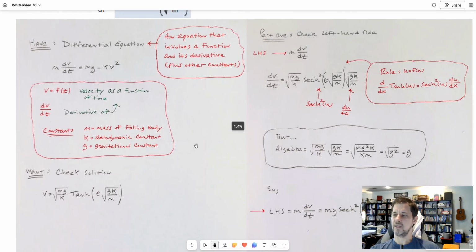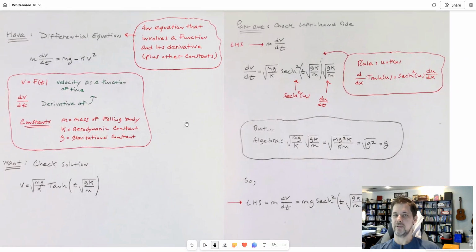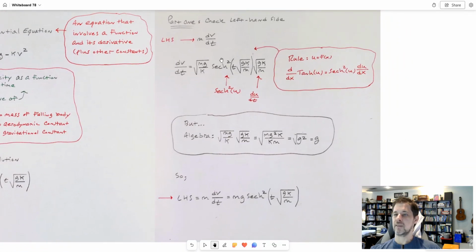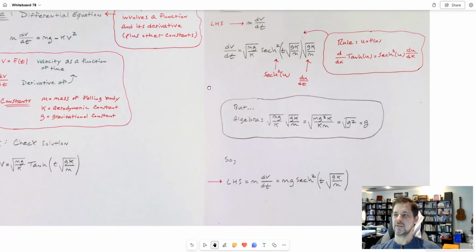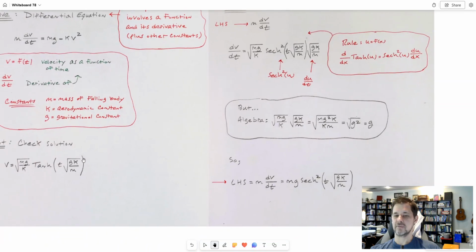So here's the way that I would go about this. If I wanted to check that this function made this equation true, I would probably work one side at a time. So in other words, I'll check just the left-hand side. The left-hand side is m times the derivative of that function. M times dv over dt. M times the derivative of this. Okay? So let's work that out. So first, what's dv over dt? What's the derivative of this function right here?